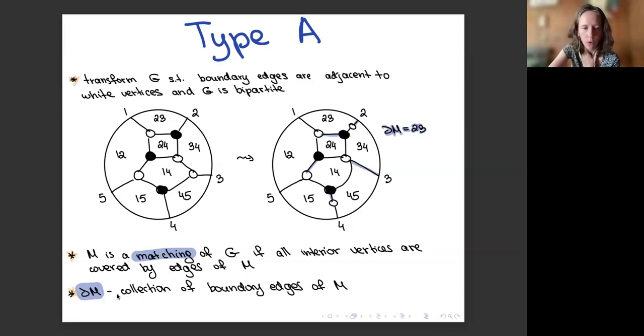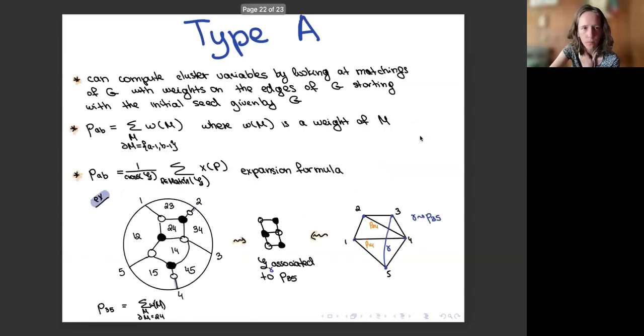So the boundary of M is the collection of boundary edges of the matching M. In blue is my matching M, and if I look at the boundary, I just see the vertices 2 and 3. So the boundary of my matching M is 2, 3.